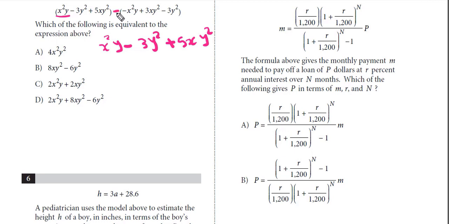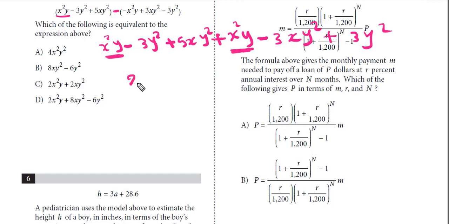Distribute this sign, negative times negative, it will be positive x squared y. Negative times positive, it will be negative 3xy squared, and here negative by negative, it will be positive 3y squared. Now look for the x squared y and x squared y, the like terms, and find their sum. It will be 2x squared y.